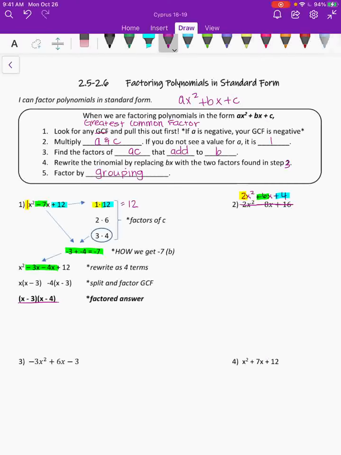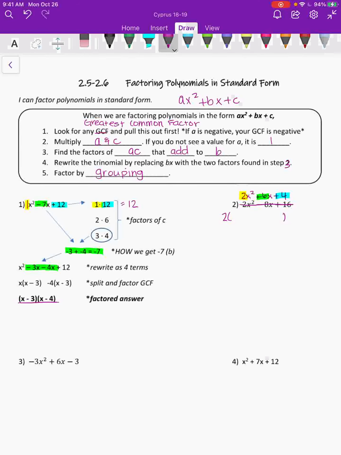Okay. So the very first thing I want to do is look for any greatest common factor. Is there a number that we can pull out of 2, 6, and 4? Yes, 2 goes into 2, 6, and 4. It's the biggest number that goes into those 3 things. So I'm going to write 2, and then I'm going to write some parentheses.